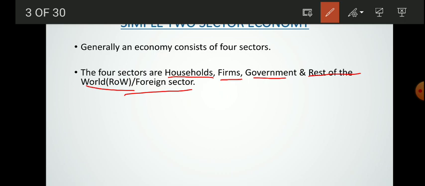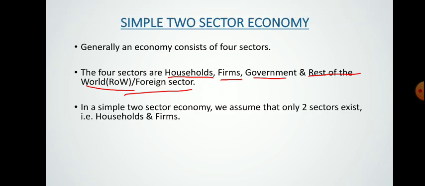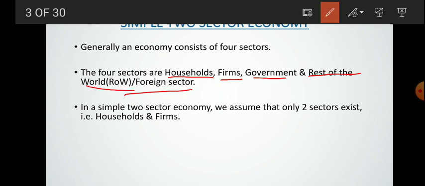So these are the four sectors we have, but according to your syllabus you'll have only the two sector case, means circular flow of income in a two sector economy only, where we will consider only two sectors: household and farm. The first sector is household and the second sector is farm.